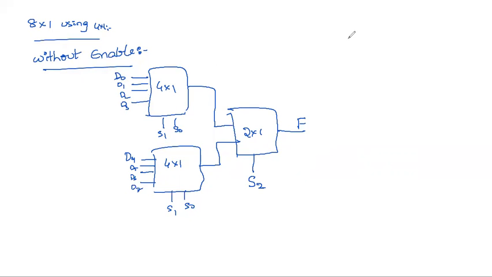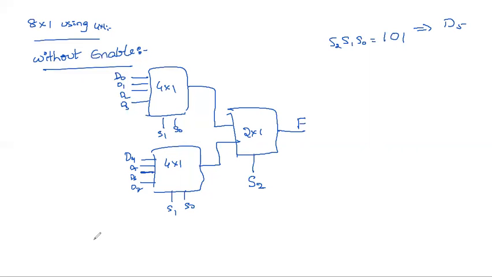See, I am selecting now S2, S1, S0 as 101. If I give 101, then output will be what? D5, right? D5. Okay, means you have to get this output. Are you getting this one or not?